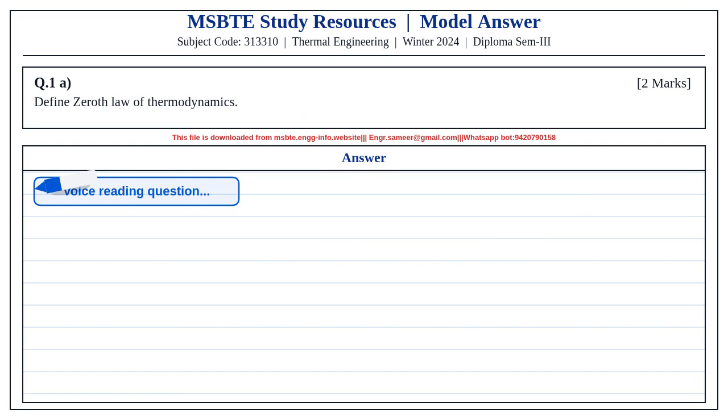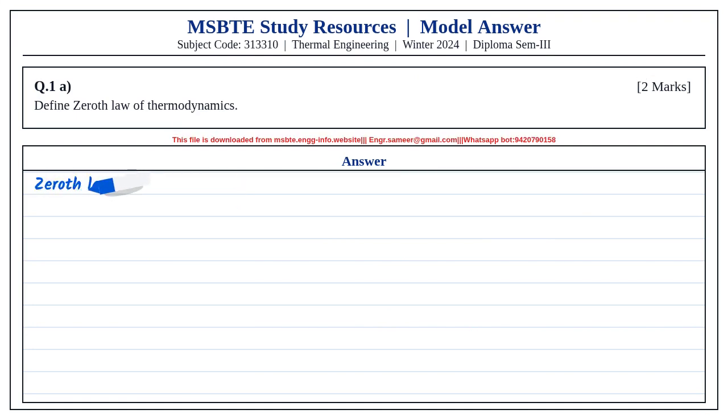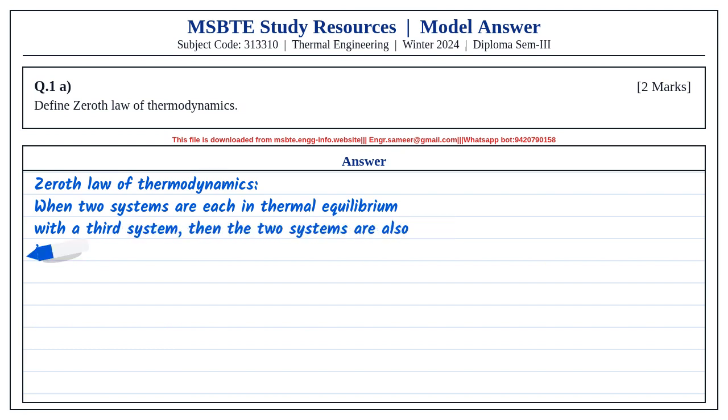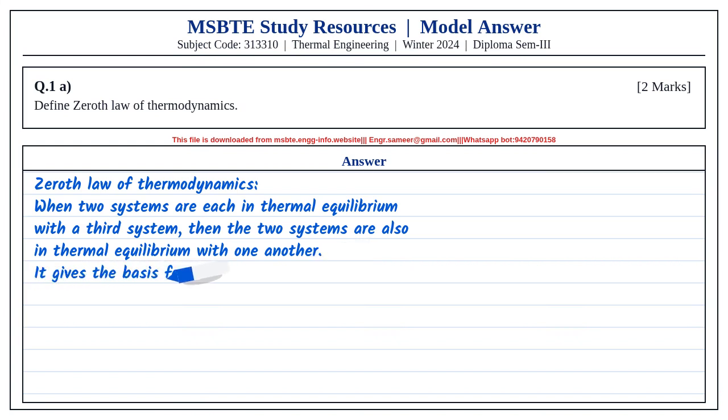Question 1a. Define zeroth law of thermodynamics. Zeroth law of thermodynamics states that when two systems are each in thermal equilibrium with a third system, then the two systems are also in thermal equilibrium with one another. This law gives the basis for measurement of temperature.